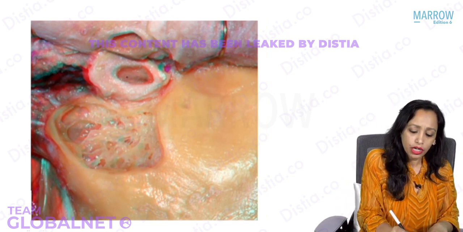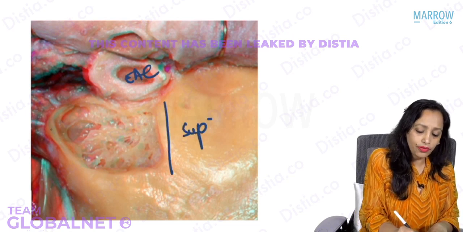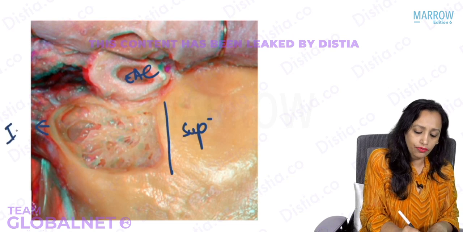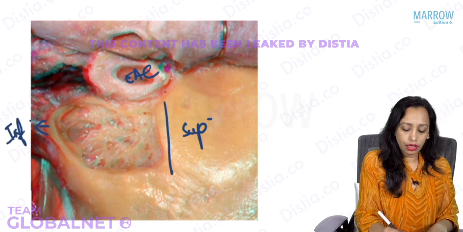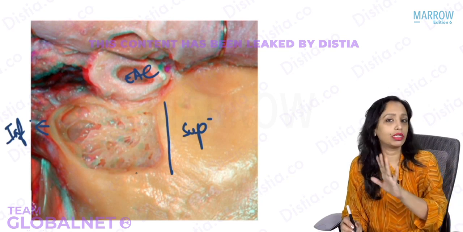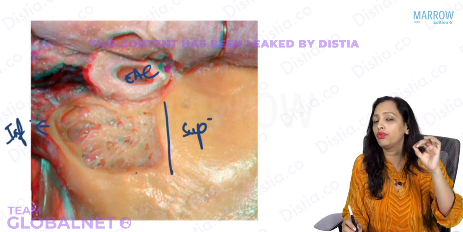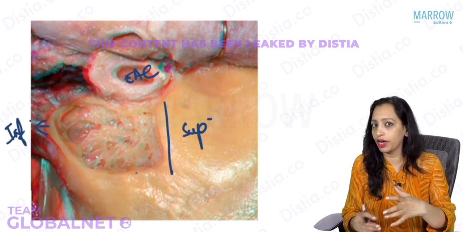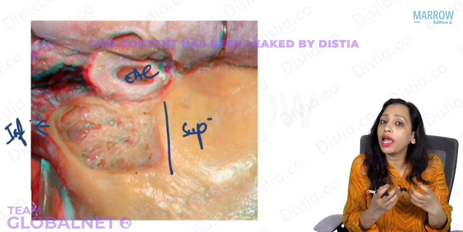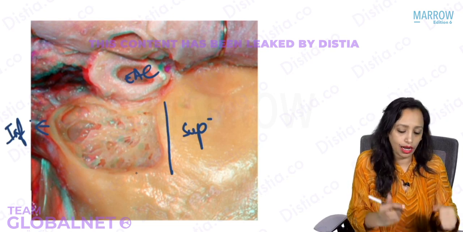Now let us orient. This is the external auditory canal. This is the superior part. This is the inferior part. This is the tip. So here, where are you likely to find the semicircular canals? I will mark 1, 2, 3. You tell me where you will find the semicircular canals. When I am drilling further, in which area should I be very careful that I am going to find the semicircular canals? Okay, tell me.